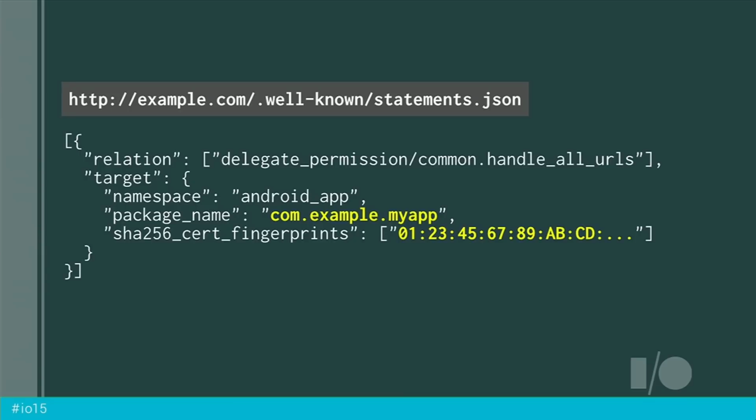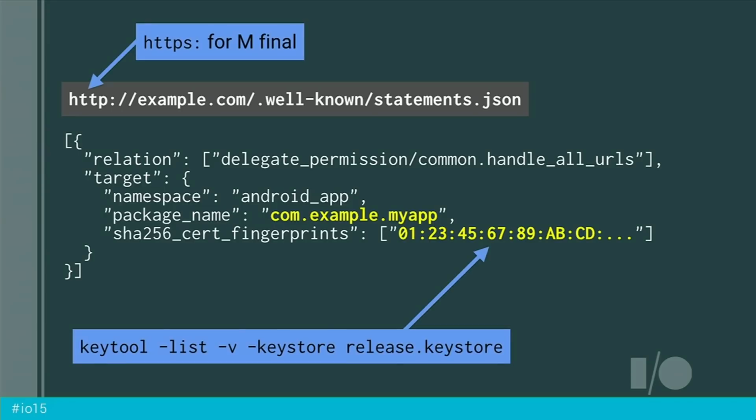It's a bundle of JSON that includes, among other things, the APK package name and the certificate hash that you extract from KeyTool. You'll note that here in the example, it's HTTP example.com. That'll be HTTPS by the time M is finished.